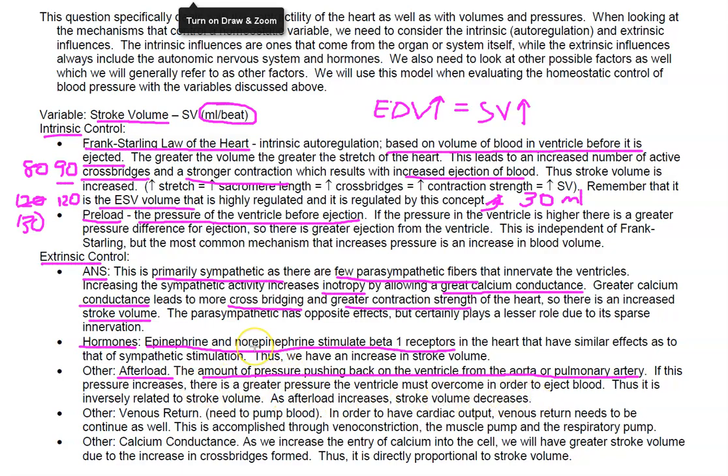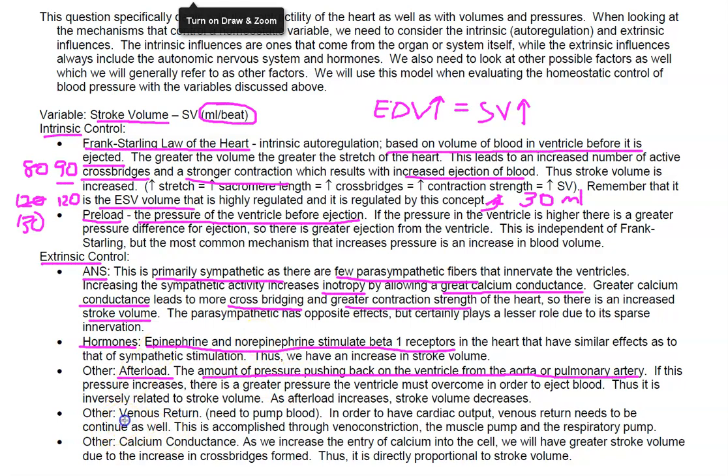Right? So one thing to remember when we look at the parasympathetic system and the afterload, they're the only two factors that we discuss that have an inverse relationship to stroke volume. So if parasympathetic stimulation goes up or afterload goes up, stroke volume goes down. All right. All the other ones we've talked about, and we're going to talk about, have a direct relationship. If it goes up, then stroke volume goes up.